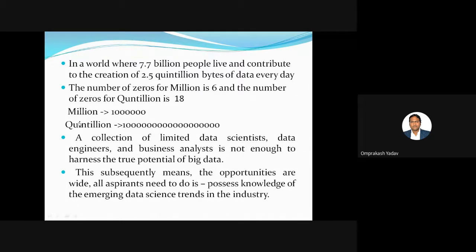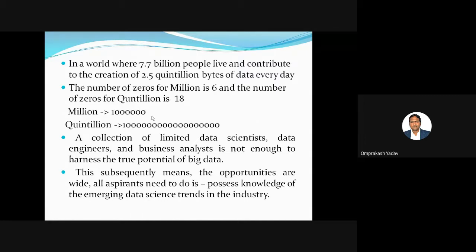So in a world where 7.7 billion people live and contribute to the creation of 2.5 quintillion bytes of data every day, let's try to understand what this means. The number of zeros for a million is 6 and the number of zeros for a quintillion is 18. So the quintillion number will look like this, where the number of zeros is 18. This much huge data is being generated every day.